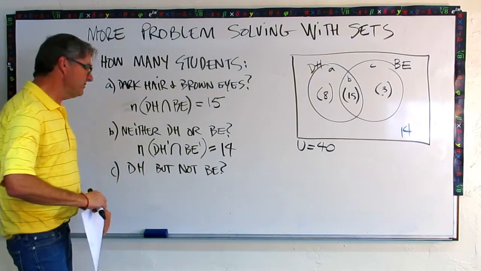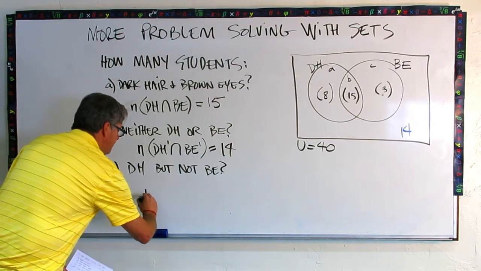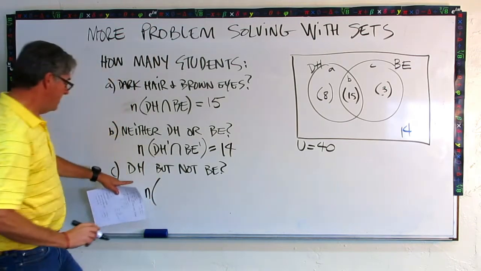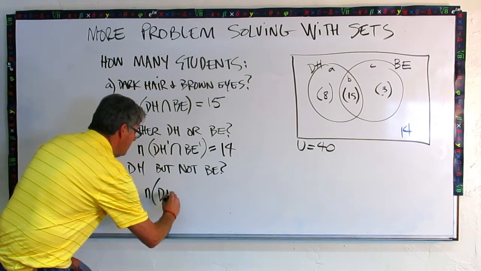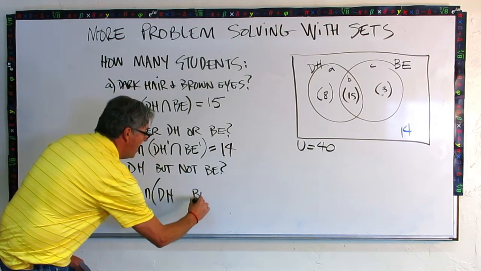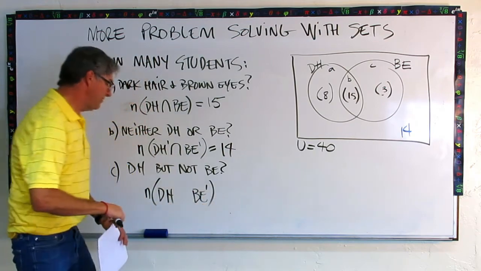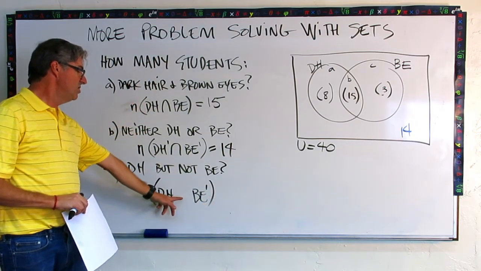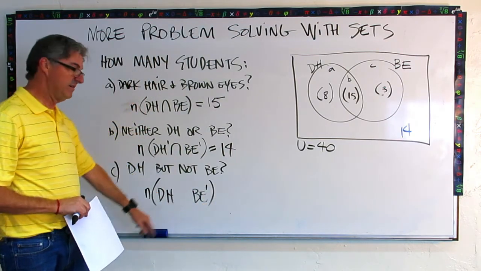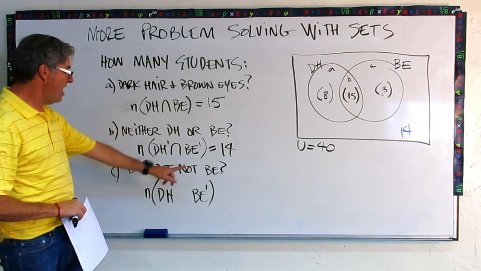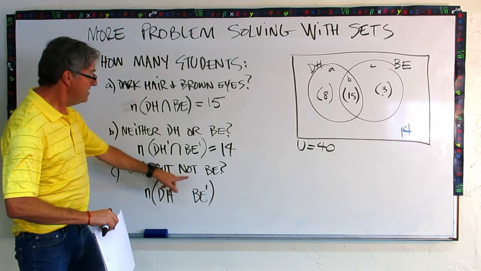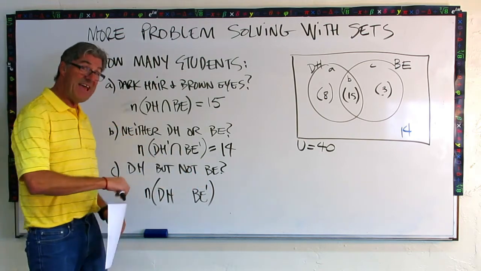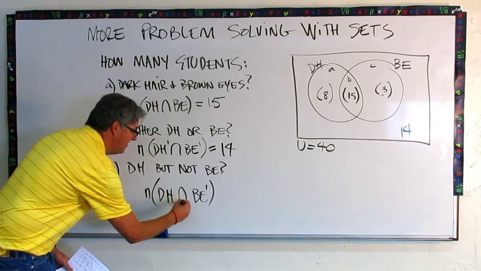Okay, so this one's a little bit more confusing, but we can take it step by step. The number of people in dark hair, but not brown eyes. Now the trick is, do you put intersection or union there? Well, this is not an or situation. This is and. This is dark hair and not brown eyes. So and is intersection. So that would be that.